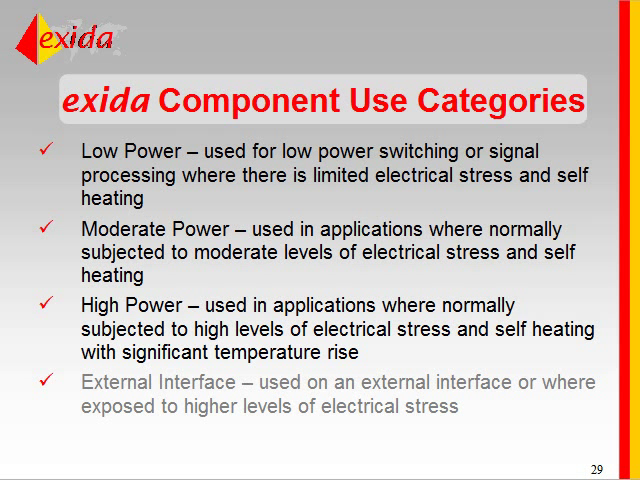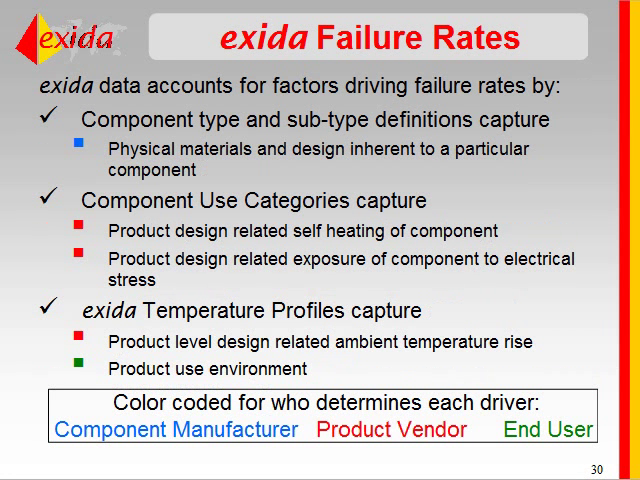Some components are used in external interfaces where they are exposed to higher levels of electrical stress. All these things have a big impact, so you would expect to see different failure rates for these different use categories. And therefore, of course, the component handbook that you should use has these different categories. And these different categories and different profiles effectively form a large matrix.